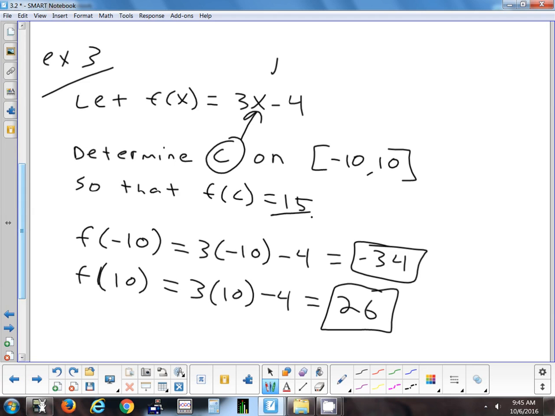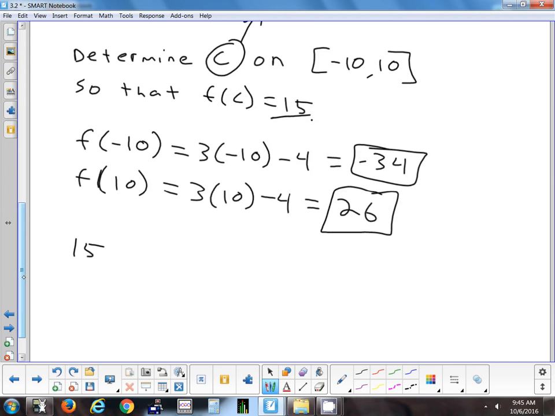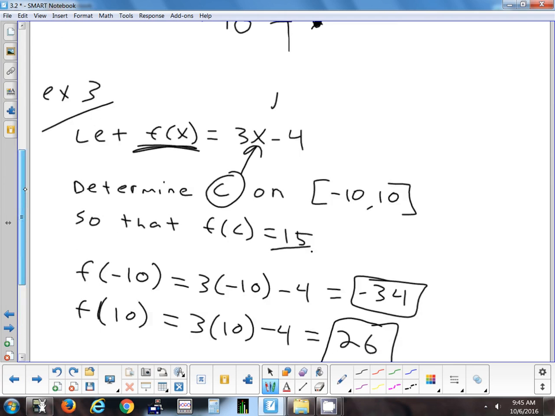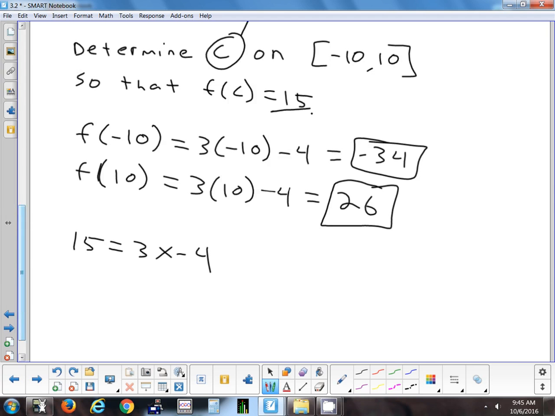Okay, so where would I put this 15? Would it go in for x or f of x? F of x. That's my y. Okay, so write 15 equals 3x minus 4. Now I guarantee you the answer I get is going to be between negative 10 and 10. It has to be. Okay? Somewhere. I don't know where, but I'm about to find out.